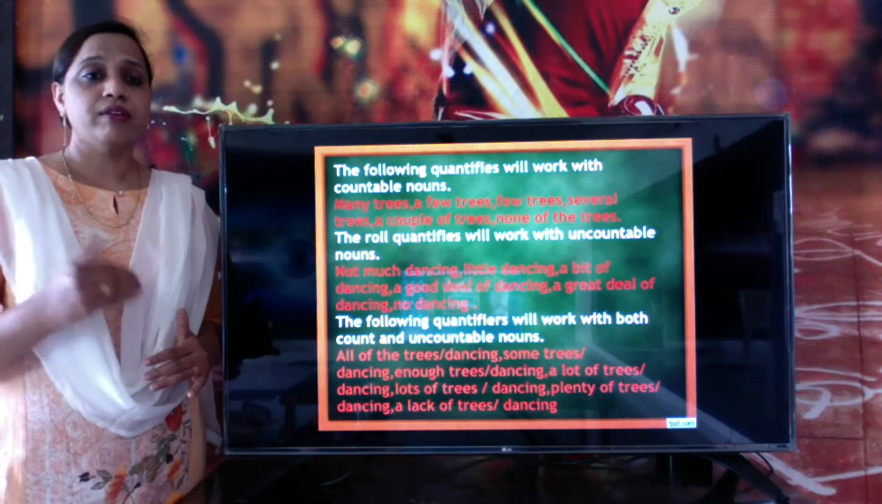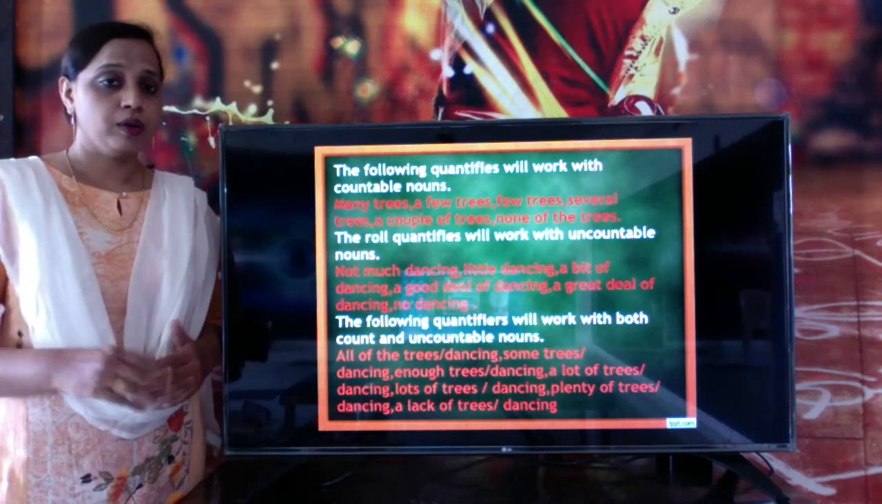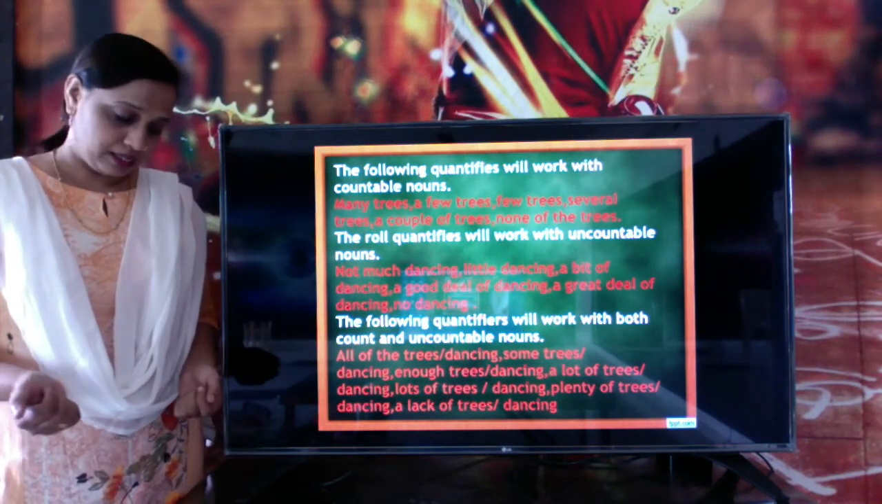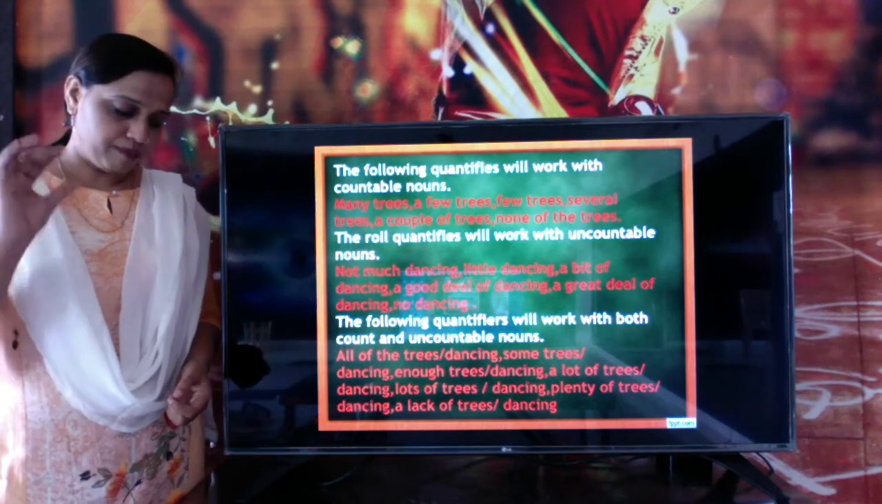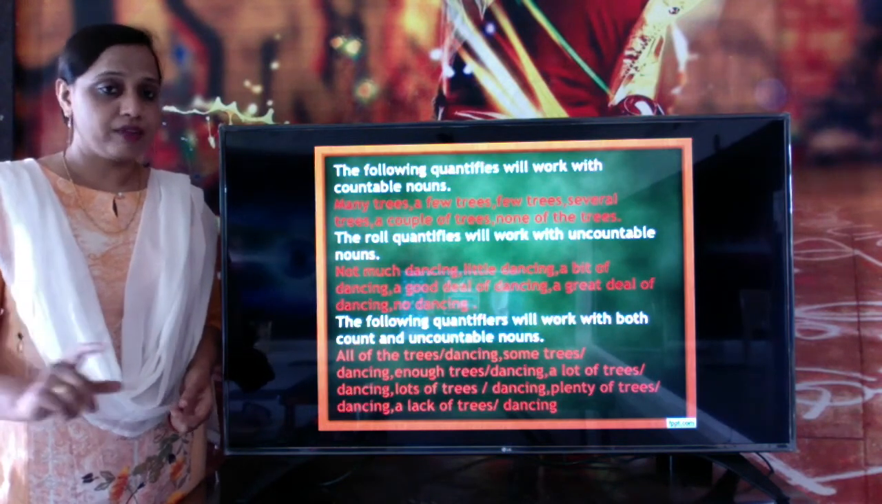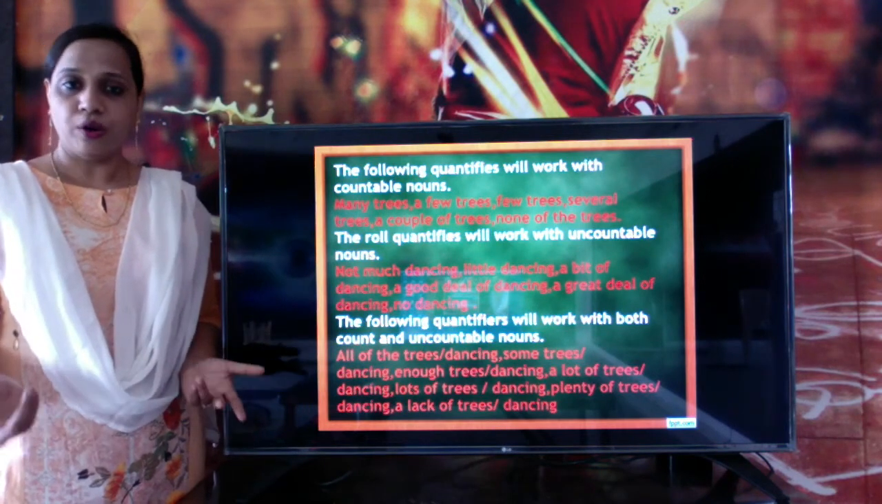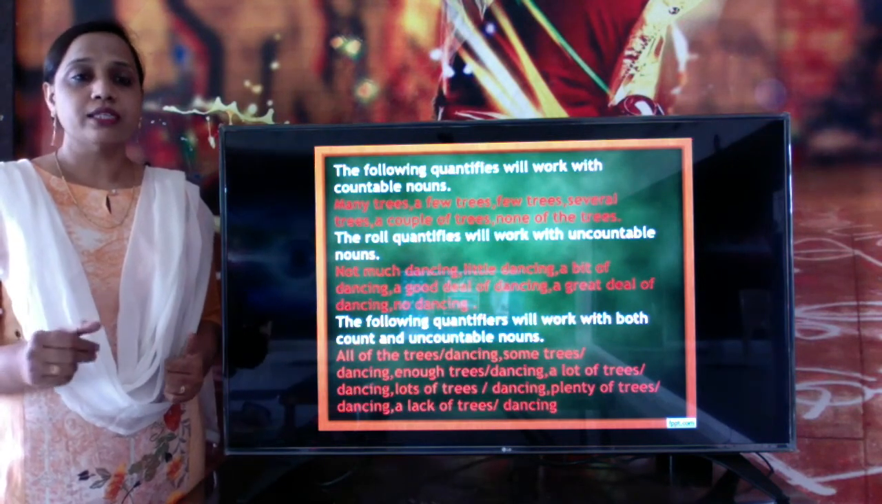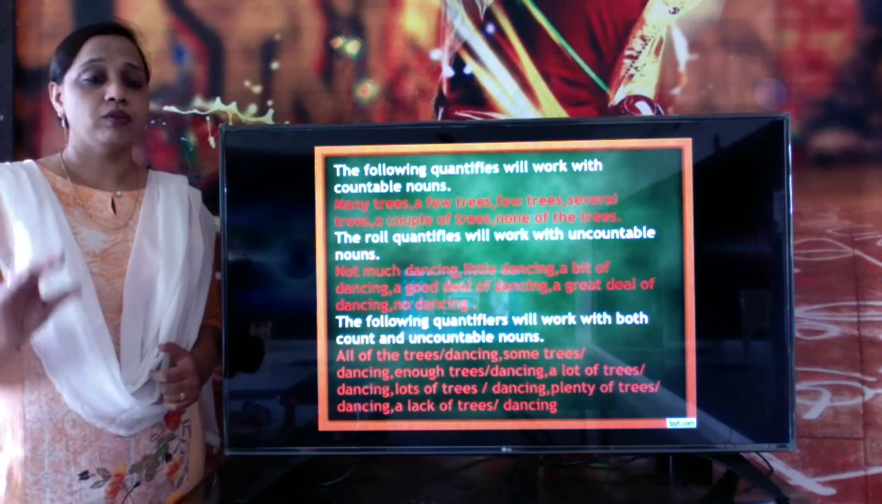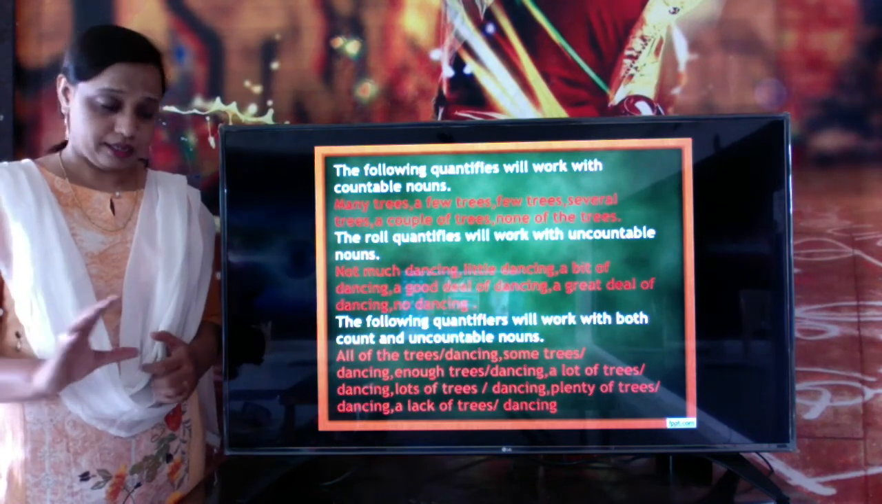So what kind of determiner do we use before that? Not much dancing, little dancing, a bit of dancing, a good deal of dancing, a great deal of dancing, no dancing. Okay, so what is it? It's showing how much amount or quantity is there.